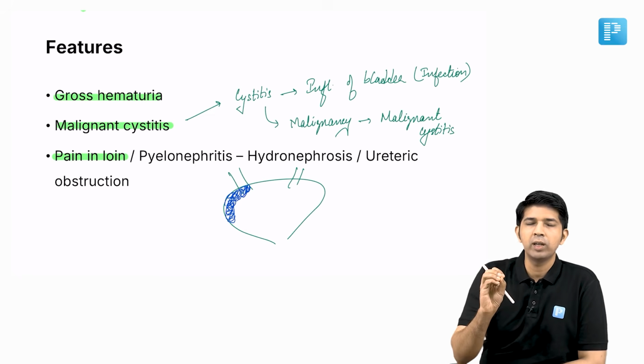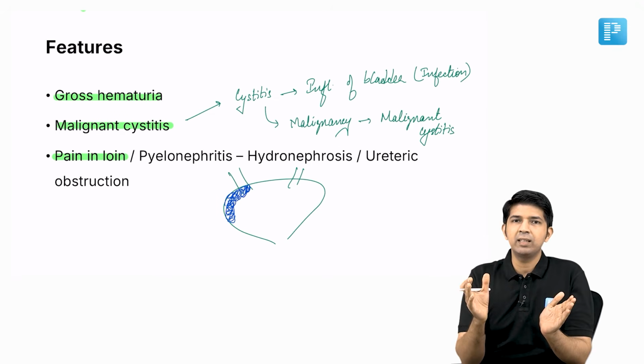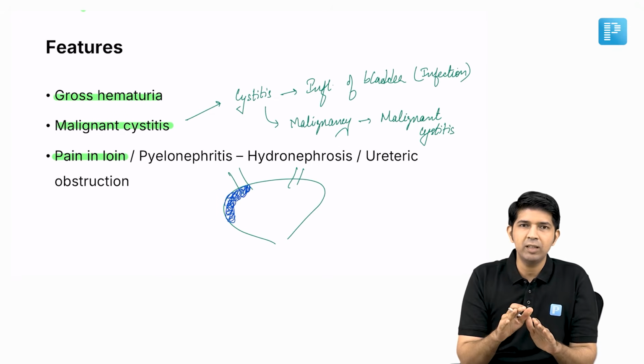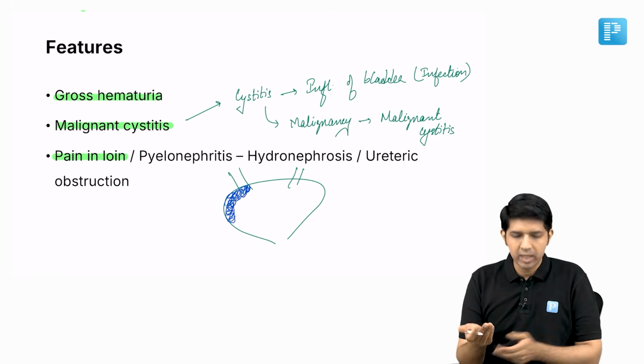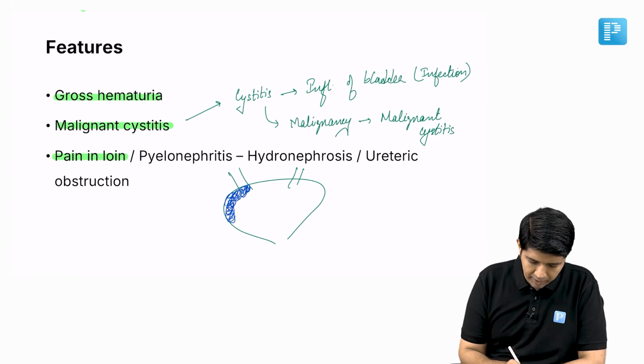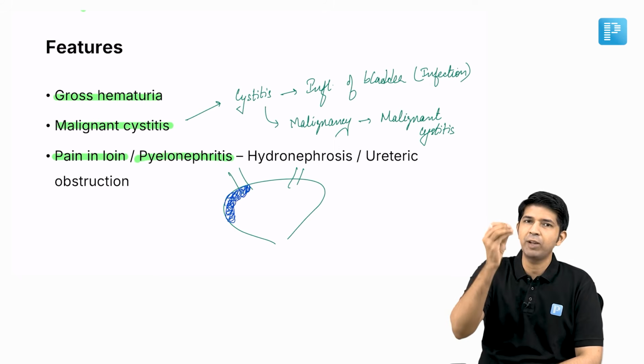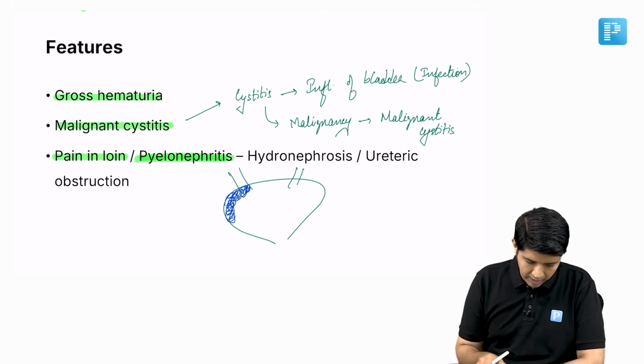Now, if the urine which is in this dilated segment gets infected, or the urine in the upper urinary tract gets infected, then what does it lead to? It will lead to pyelonephritis. That means inflammation and infection of the upper urinary tract.